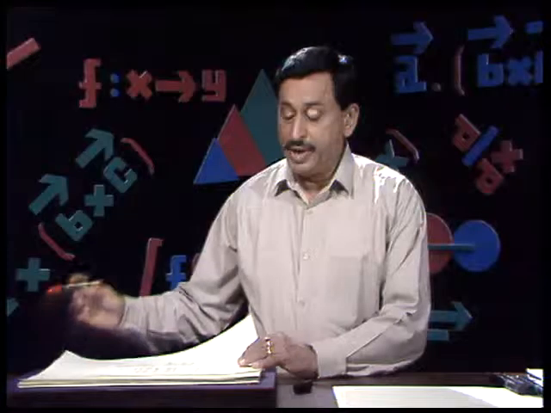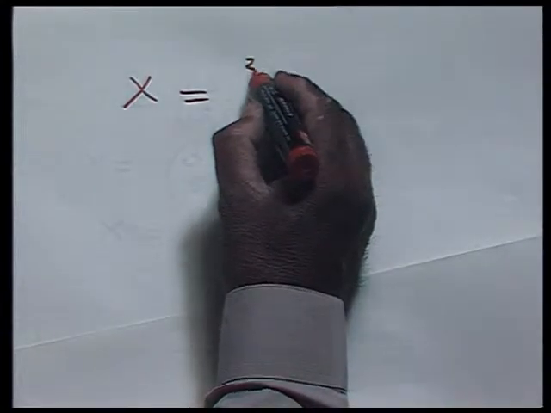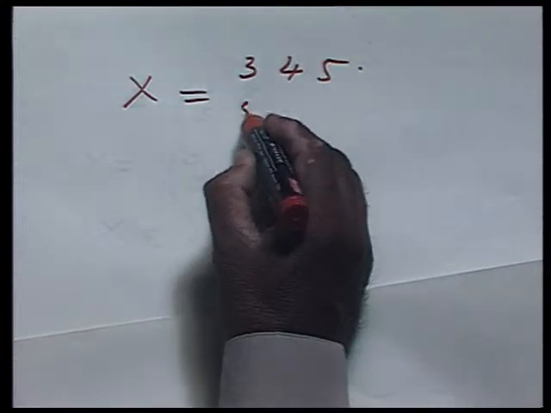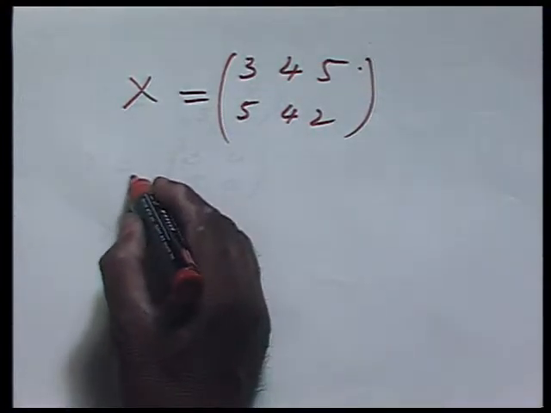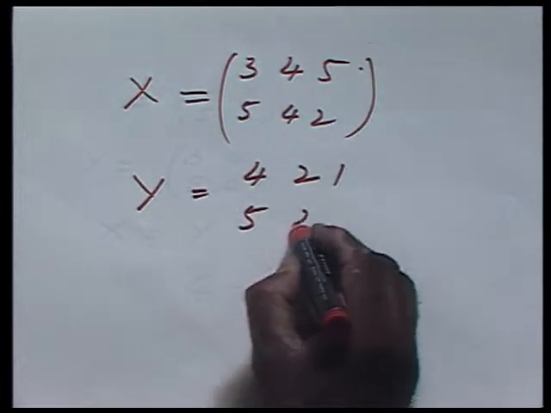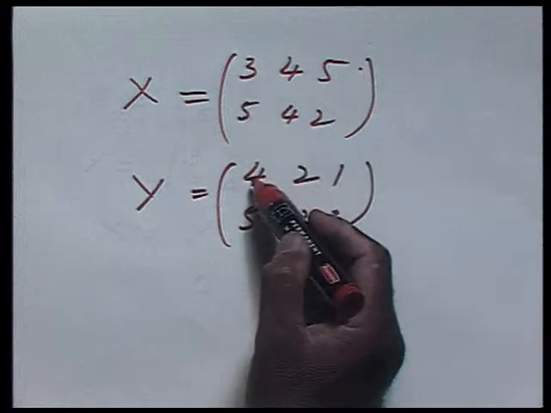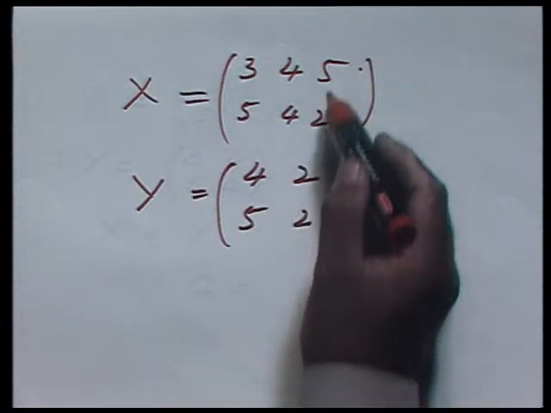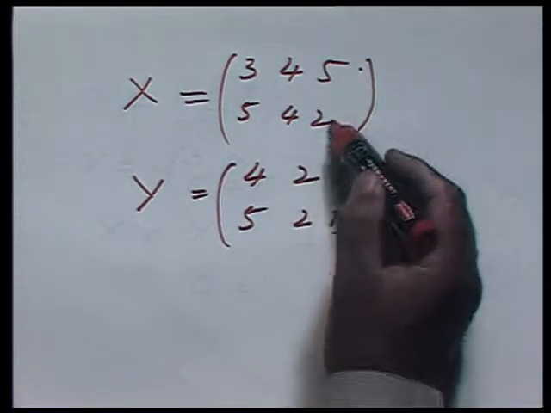We can construct many such examples. Say we have a matrix X, which is 3, 4, 5, 5, 4, 2. If I write this matrix, and write another matrix, say Y, which is 4, 2, 1, 5, 2, 1, can I call these two matrices equal? Surely not, because according to our definition that we just had, this 3 should match with a 3 here, 4 should have a 4 here, 5 should have a 5 here, and so on.